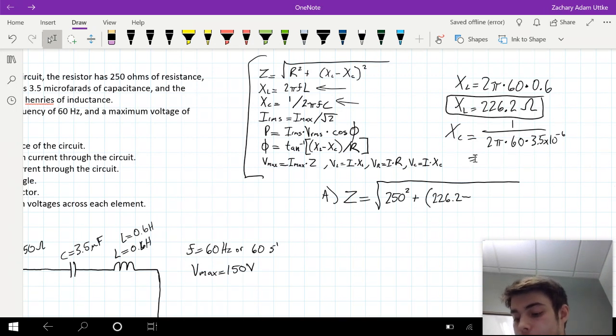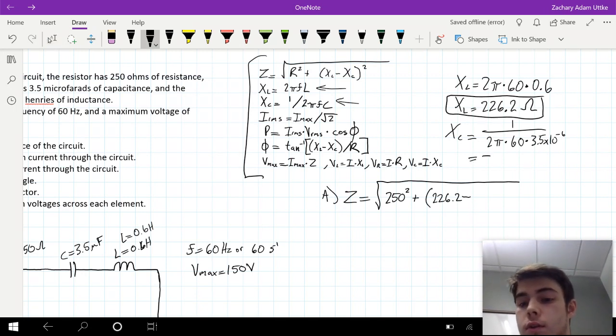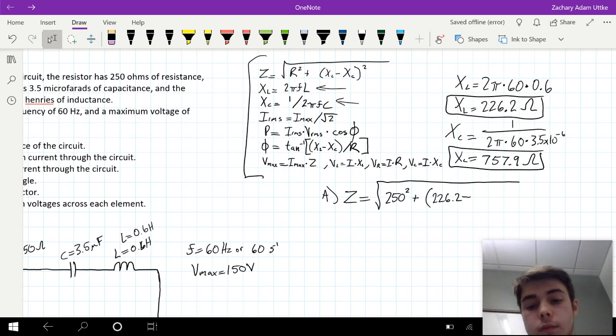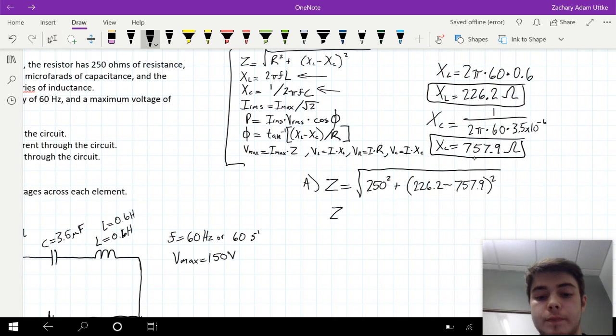So if we take 3.5 times 10 to the negative 6, times 60 times 2 pi, and then do 1 divided by that, we get 757.9 ohms. So again, it's measured in ohms. Okay, so let's write that in squared. So now we have our equation for impedance.